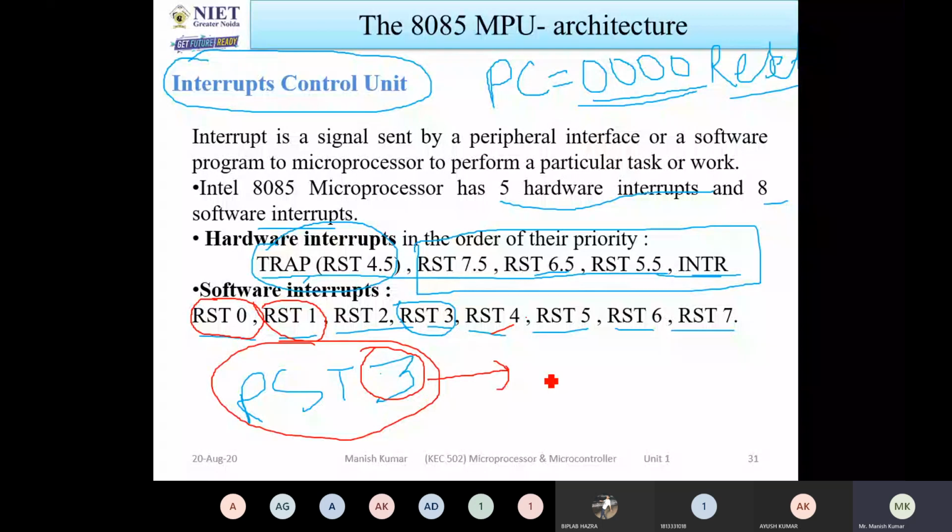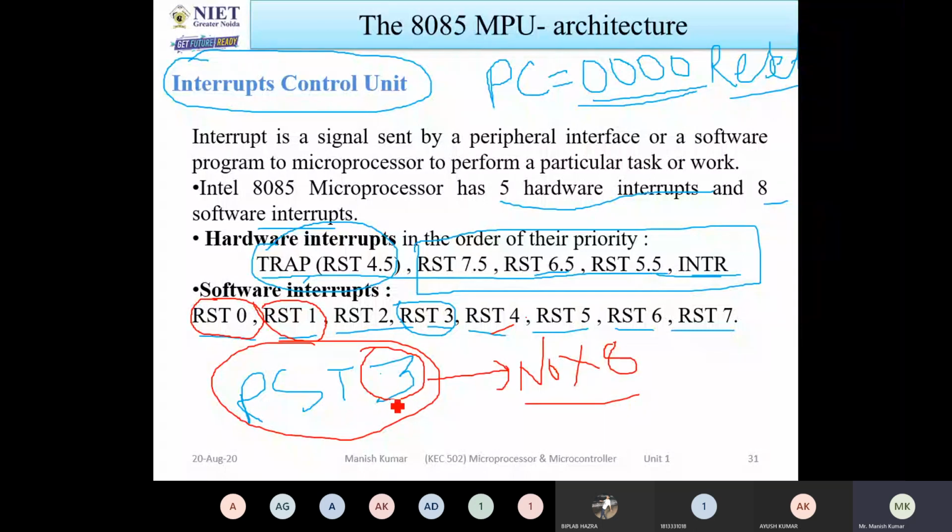how can you find out the vector address? Okay, so vector address find करने का तरीका क्या है कि जो हमारा RST3 है तो इसको हम बोलते हैं नंबर्स, ठीक है? 0 1 2 3 4 5 6 7 नंबर्स. जैसे 4.5, 7.5, 6.5, 5.5, ये एक नंबर है. ओके, सो हम क्या करते हैं, नंबर को 8 से मल्टीप्लाई करते हैं. नंबर को 8 से मल्टीप्लाई करते हैं, you can get the location of that particular interrupt.